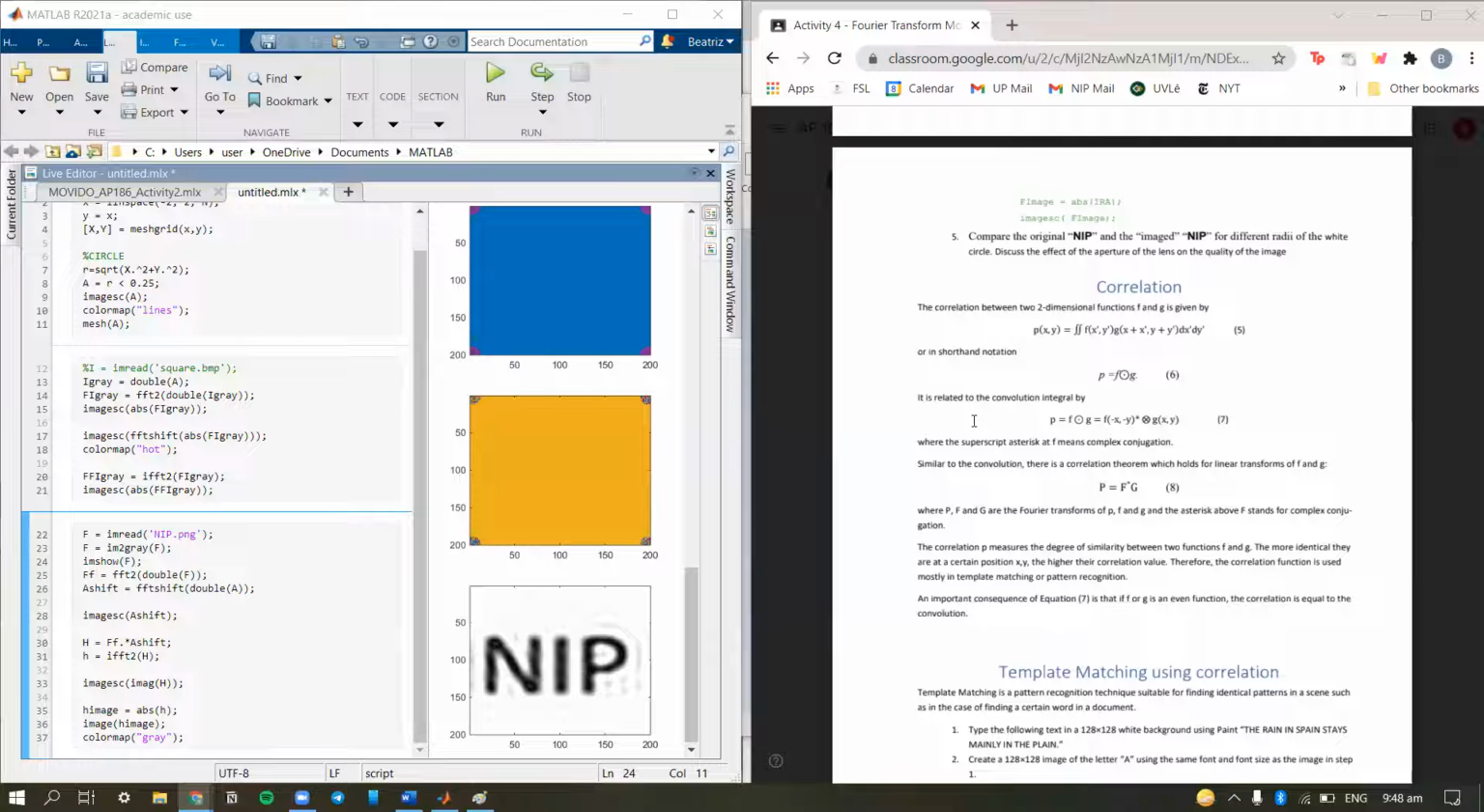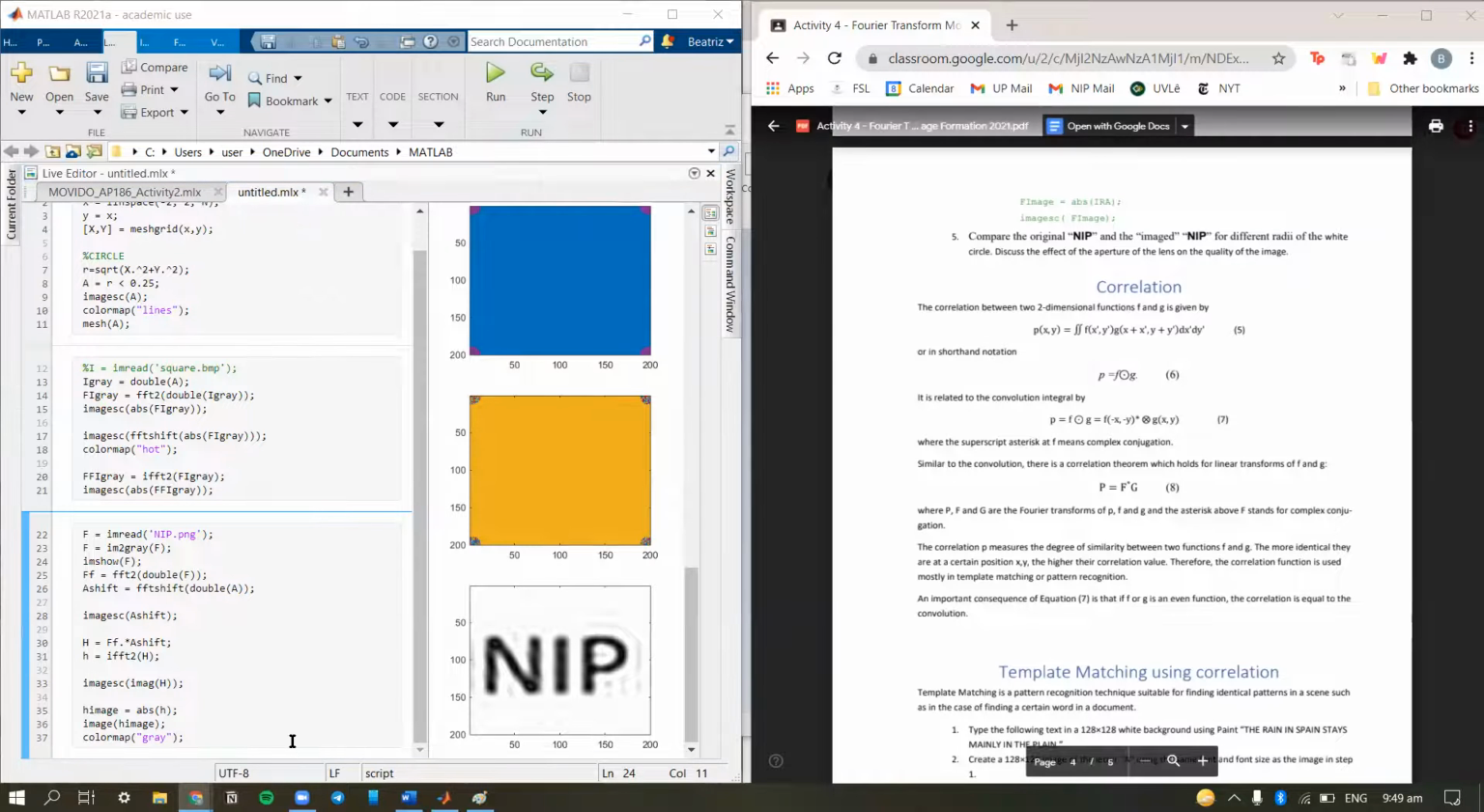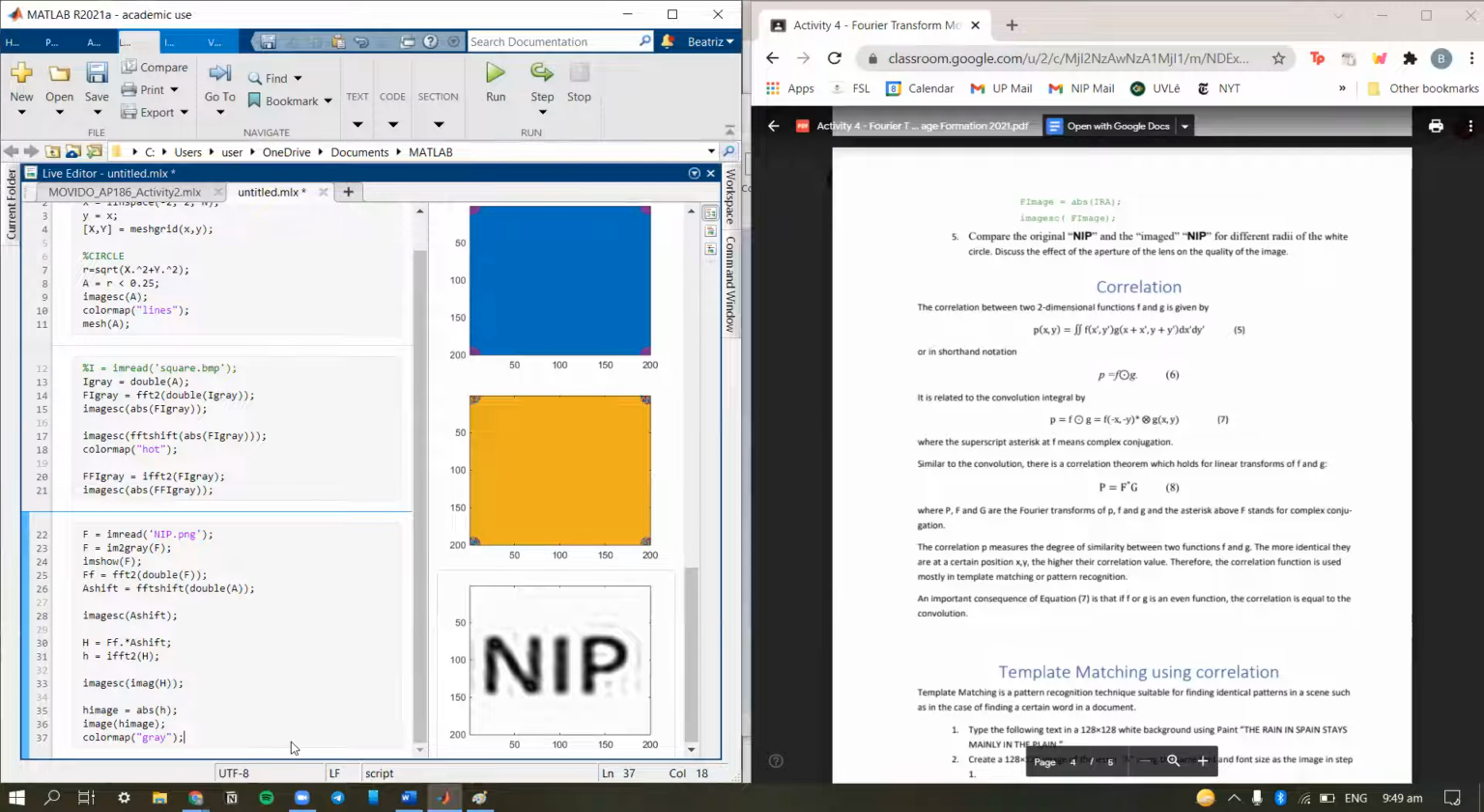Pag sinabi mong conjugate sa complex, kasi Fourier transform, ang lumalabas dyan, hindi real numbers, complex numbers, may real and imaginary part. So pag sinabi mong i-conjugate mo yung function, babaliktarin mo lang, i-flip mo lang yung sign nung imaginary part. Pag positive, magiging negative, and so on. Yun lang. And sa MATLAB, it's just as simple as calling the function conj, C-O-N-J. So you just conj of F, and that's already conjugate of F.